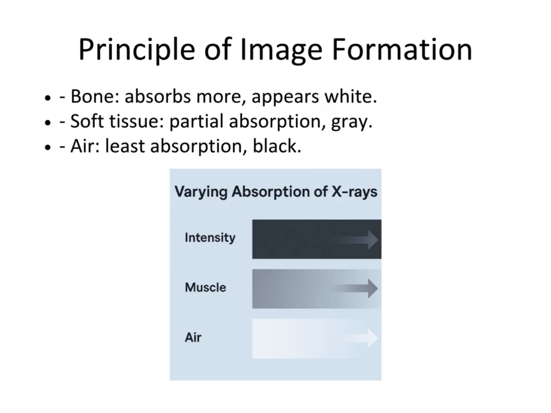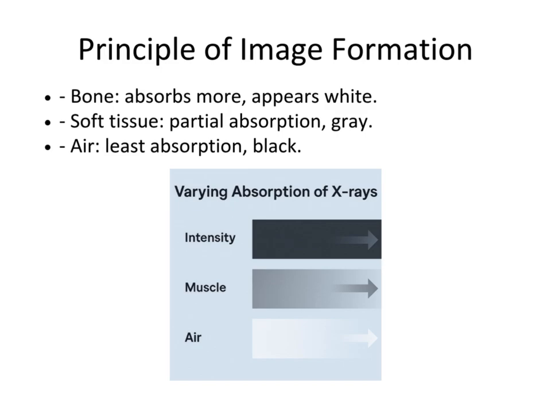Slide 3, Principle of image formation. The brightness and shades in a radiological image depend on how much radiation each tissue absorbs. Bones block more X-rays, making them radiopaque, while air and soft tissues allow more X-rays to pass, appearing radiolucent. This variation creates the contrast we see in diagnostic images.